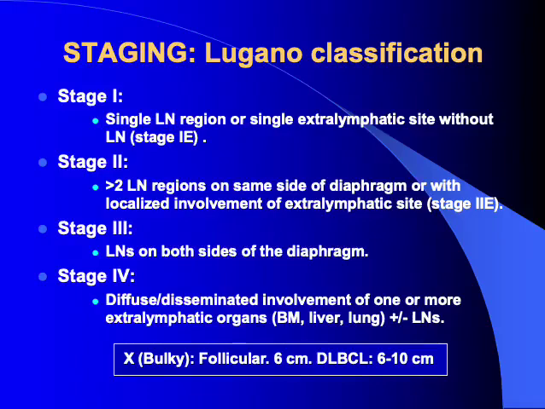Lymph node mass of 6 cm for follicular lymphoma, diffuse large B-cell lymphoma, lymph node mass 6 to 10 cm to make it a bulky disease, and we put an X next to the stage. 1X, 2X, 3X, 4X.